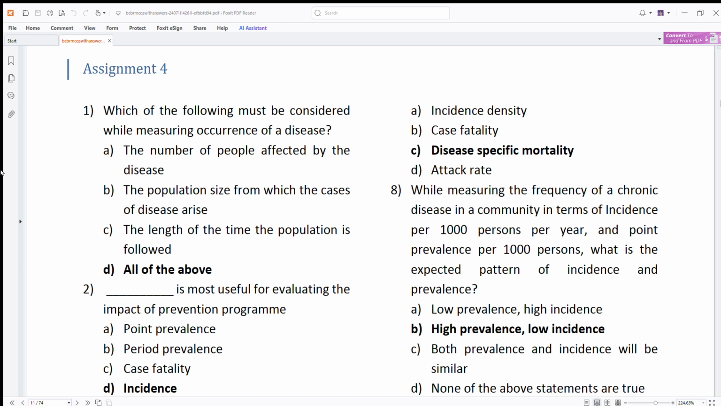Moving on to assignment 4. Which of the following must be considered while measuring occurrence of a disease? The number of people affected by the disease, yes. The population size from which the cases of disease arise, yes. The length of the time the population is followed. All of the above, yes, right.